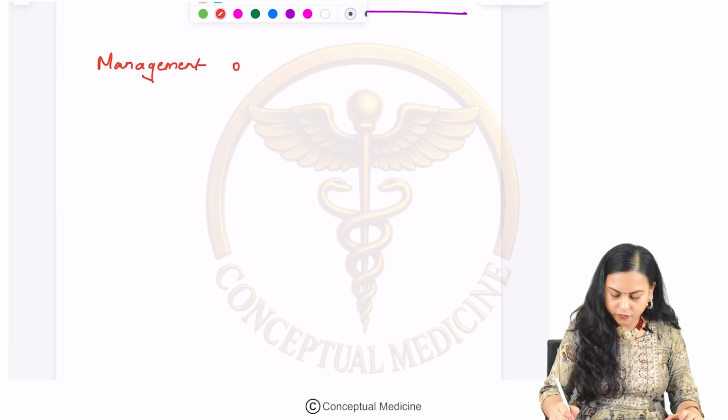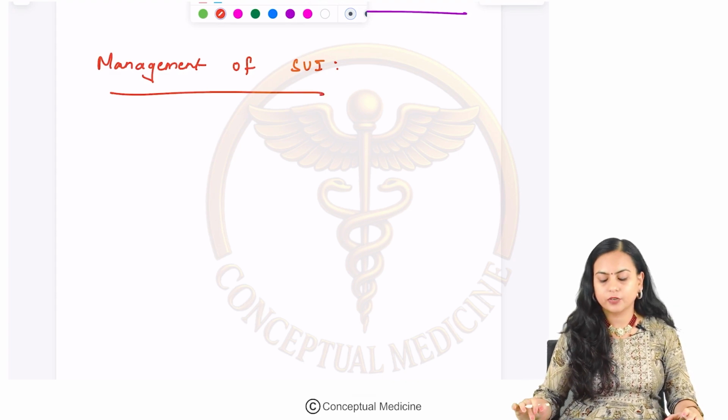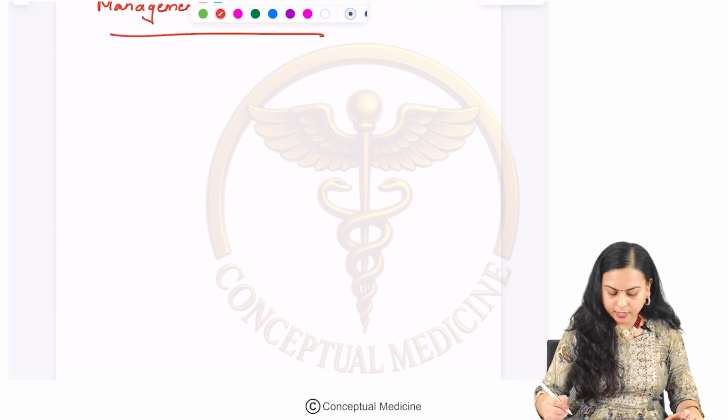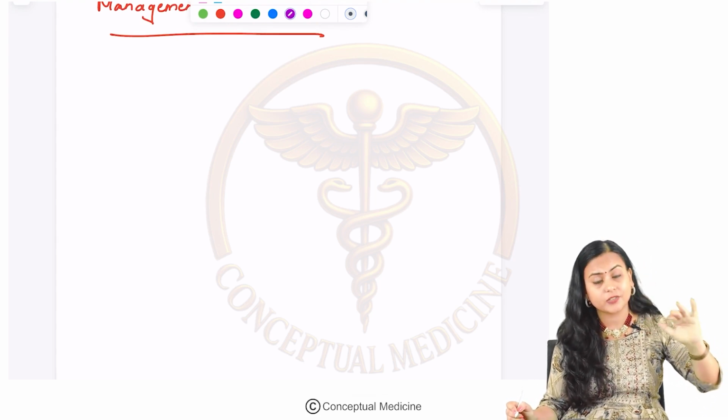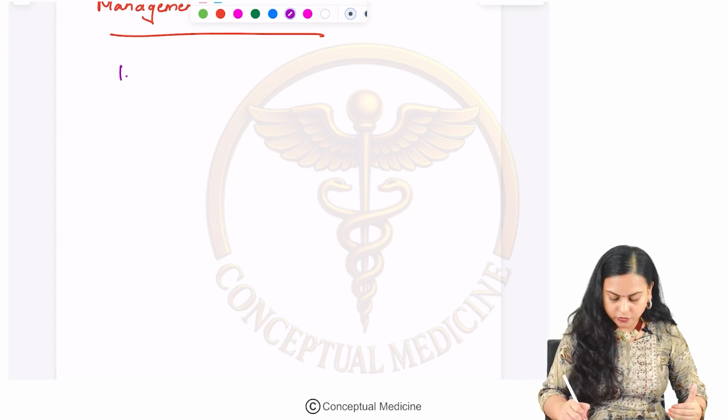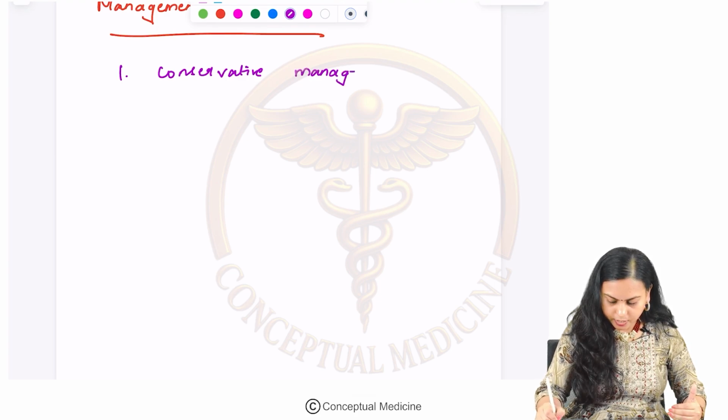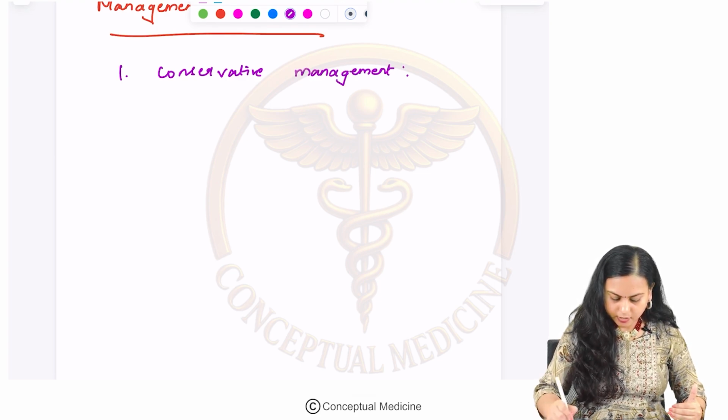management of stress urinary incontinence. Okay. So, management, first we have to give them a conservative management. That is very important. Okay. So, the first type of management is conservative management.